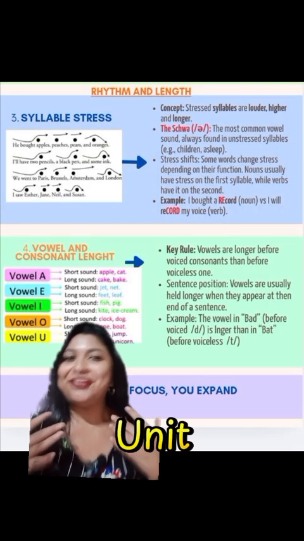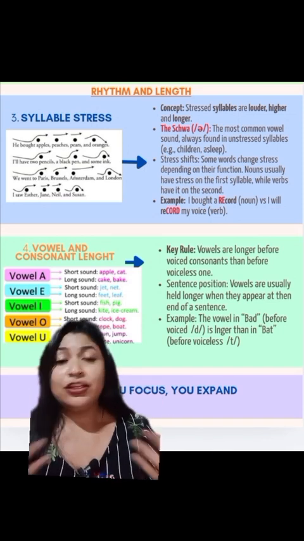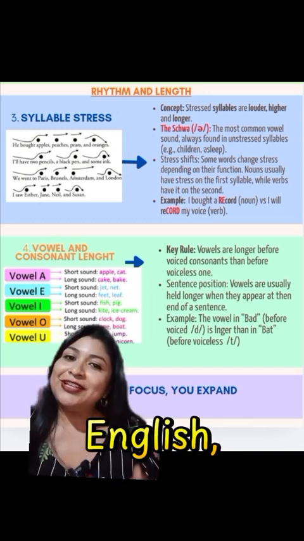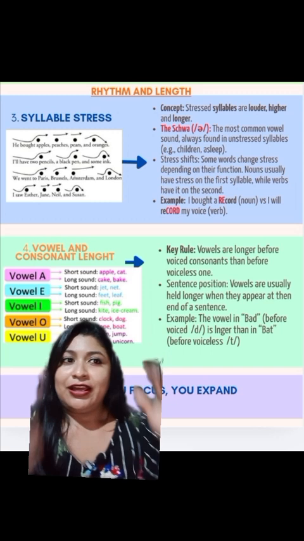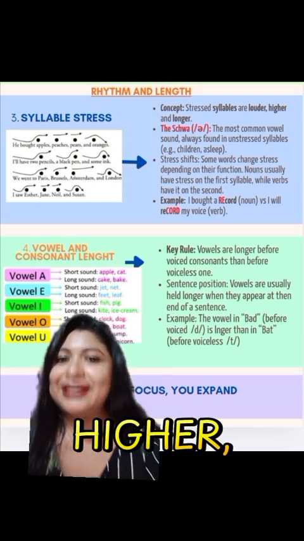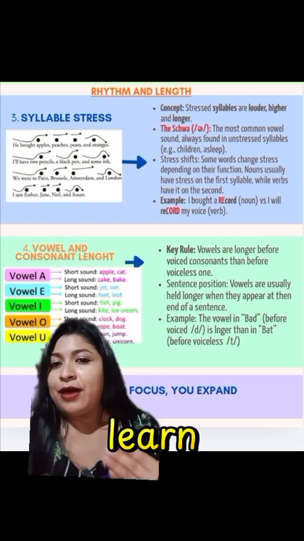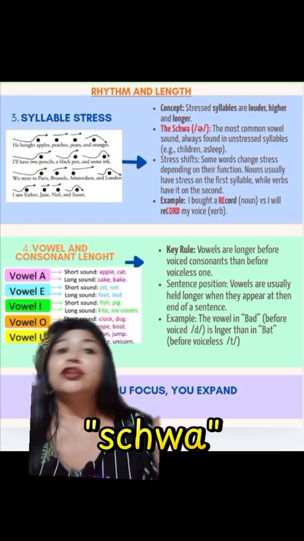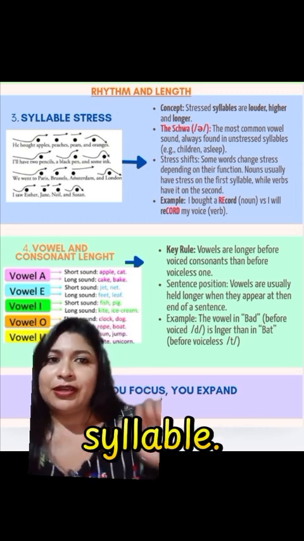Now we have unit 3, rhythm, stress, and schwa. In unit 3, we learn about rhythm and stress. In English, one syllable in a word is usually stressed. The stressed syllable is usually louder, higher, and longer. We also learn about the schwa sound. The schwa is very common in unstressed syllables.